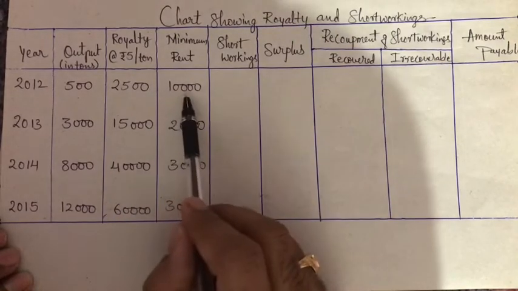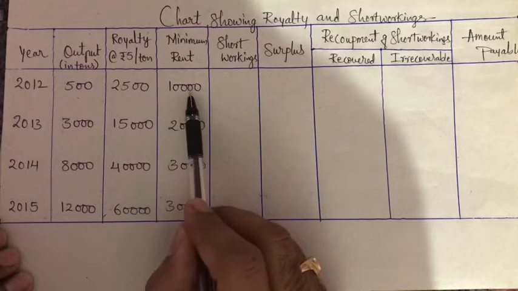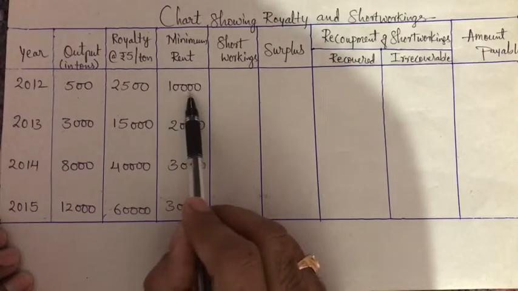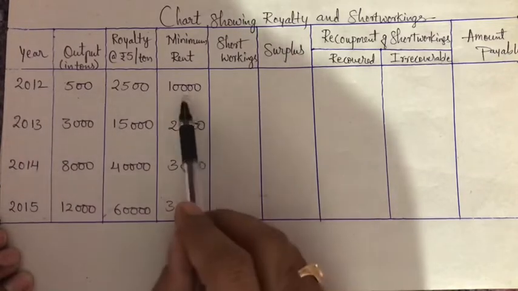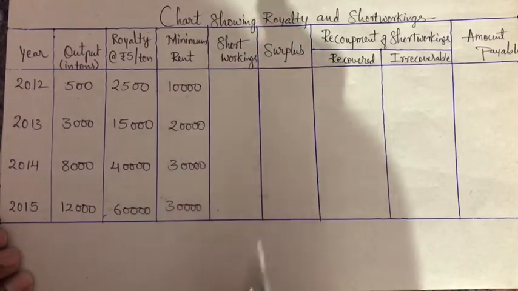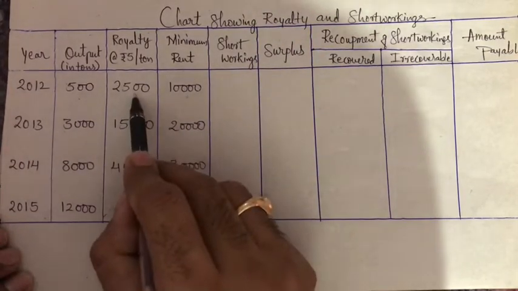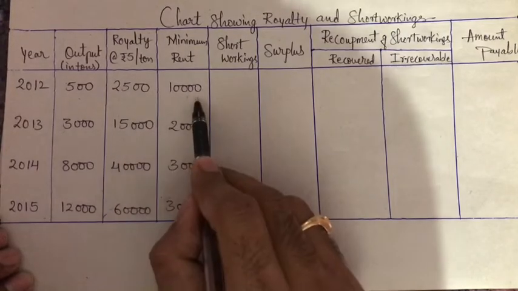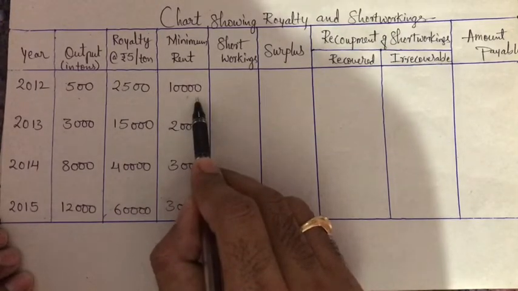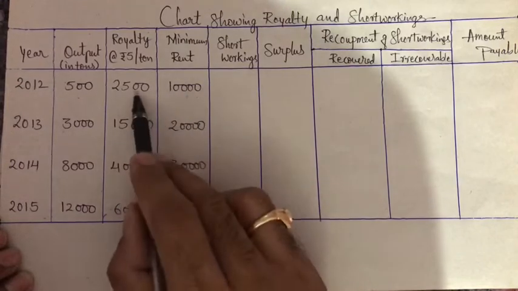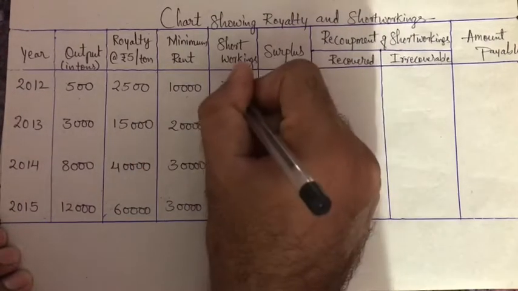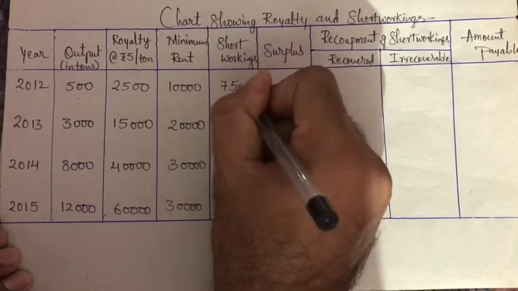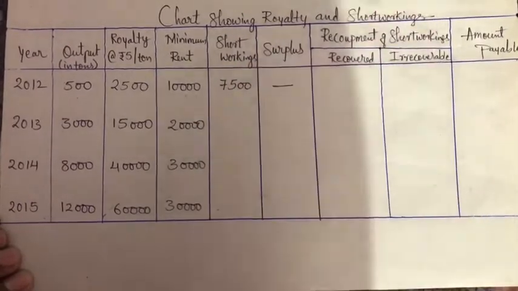So what does it say? The user of the right has to pay a minimum of 10,000 irrespective of whatever output he has raised. That is the minimum, but there is no bar on the maximum. 2,500 is the actual royalty, and you have to pay 10,000, that is minimum rent, which means we have to pay 7,500 out of our own pockets. This 7,500 is nothing but short workings. There is no surplus in this year.